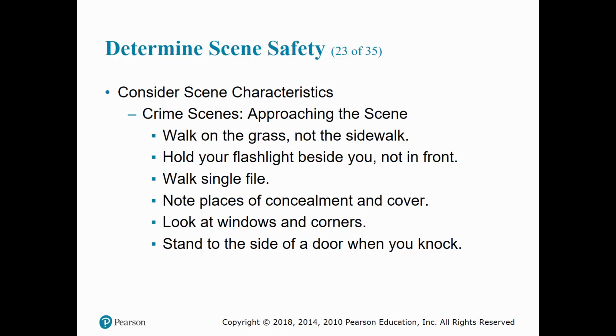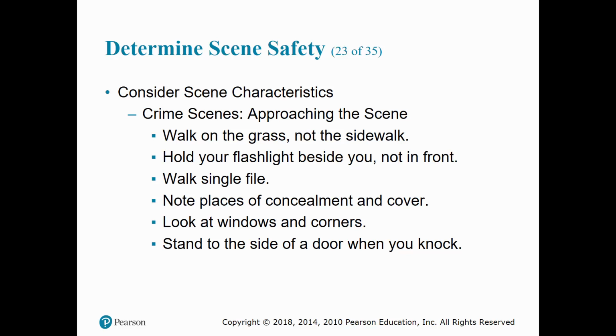Only the first person in line should carry a flashlight, because anyone with a flashlight behind the first will backlight those in front. As you approach the scene, note possible places of concealment and cover. Keep illuminating or scanning dark or shadowed areas for movement as you approach a house. Take a moment to look at windows and corners. If you need to take a longer look, change positions to make it harder for a hostile person to get a fix on you.